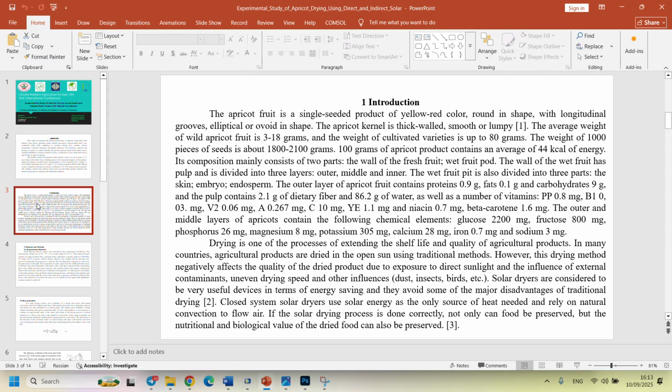The outer and the middle layer of apricot contain the following chemical elements: glucose 2200 milligram, fructose 800 milligram, phosphorus 26 milligram, magnesium 8 milligram, potassium 305 milligram, calcium 28 milligram, iron 0.7 milligram, and sodium 3 milligrams.